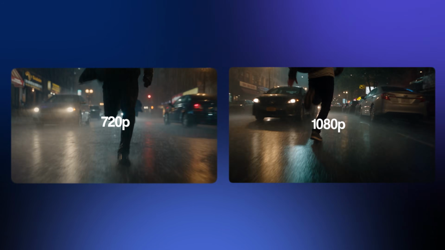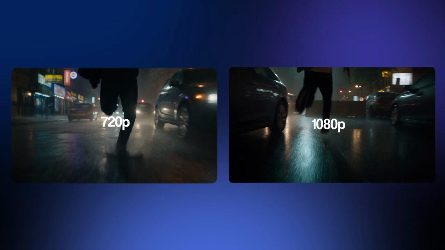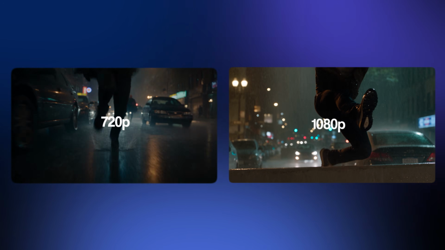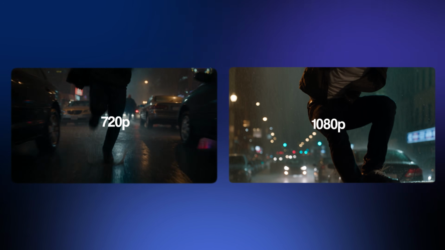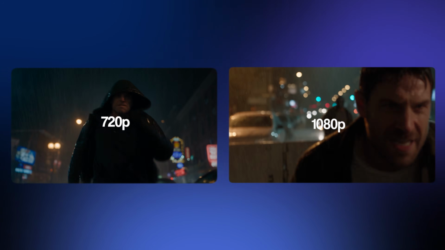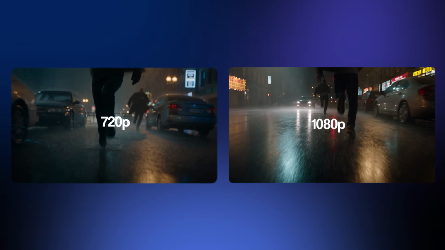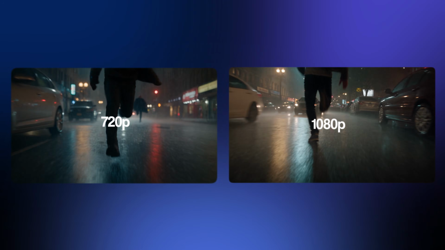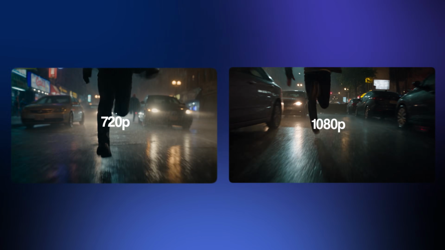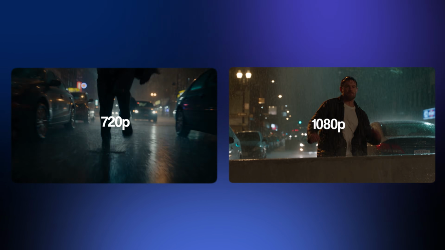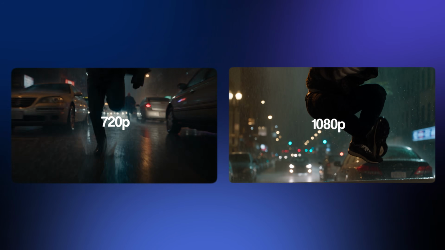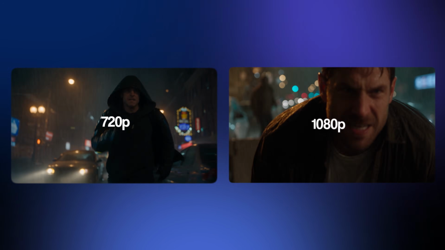It's the rain where it actually shows up. At 720p, the water splashing off his footsteps blurs into a general spray. At 1080p, you can see individual droplets catching the streetlights as they scatter. The chase itself, the running, the physics, holds up basically the same at both. So if motion's your main use case, the resolution jump matters less than I thought going in.